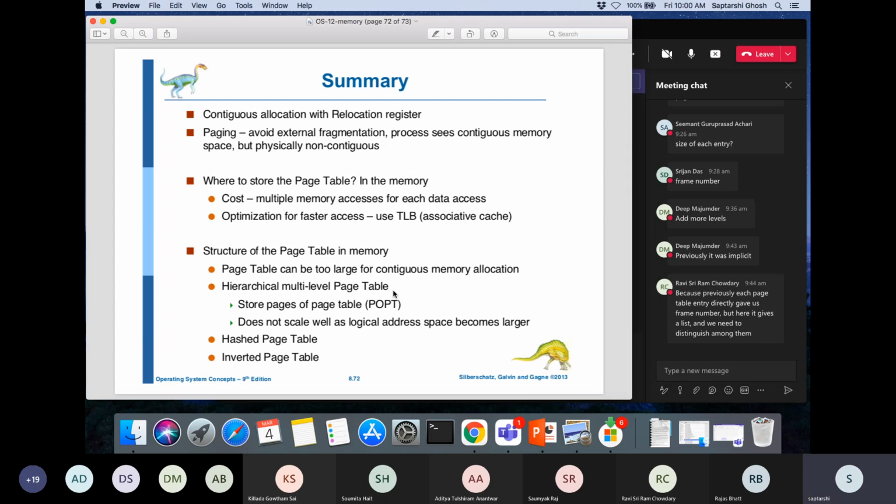How much more? We talked about 2 to the power 32, 2 to the power 64 logical address space. How much is 2 to the power 64 bytes? Can anyone tell? Say in terms of GB, how many GBs?